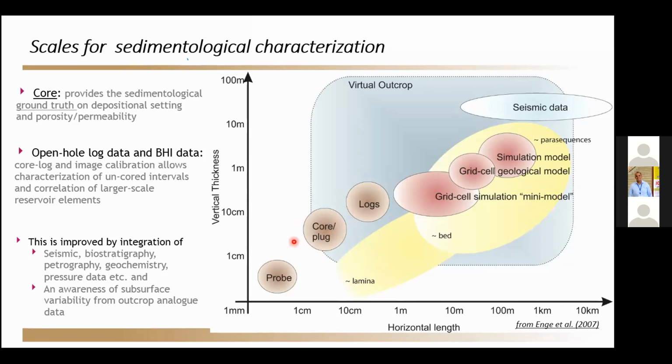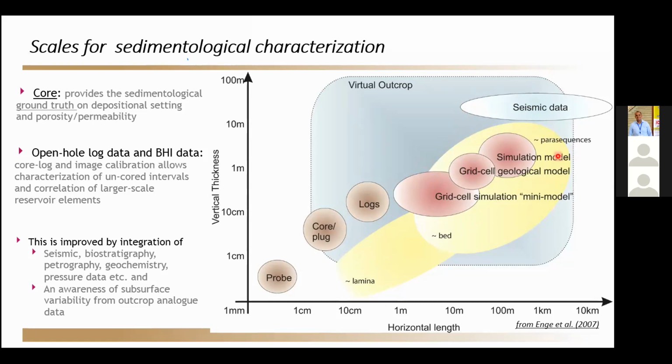The core itself, you have to describe it in more detail. I can make a webinar with you on how to describe the core, and how to get optimum data from the core. I have to upscale, as I said, to logs, then upscale it to the grid and cell simulation by integration of seismic data. I have to integrate the biostratigraphy data, the pressure data, and geochemical analysis. All of this will optimize my grid model, my geological and simulation model.